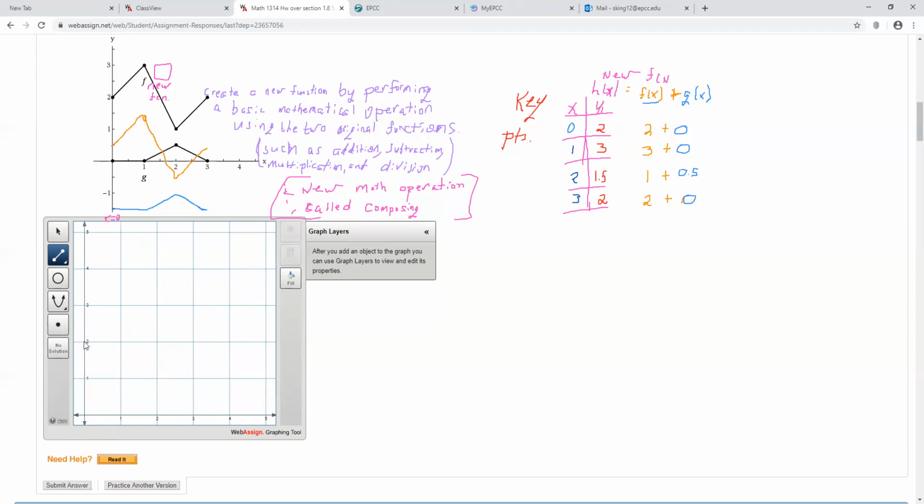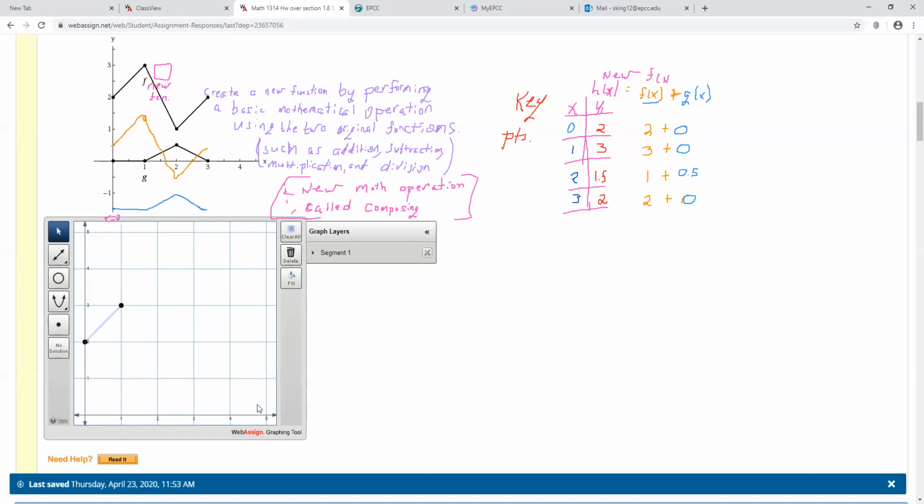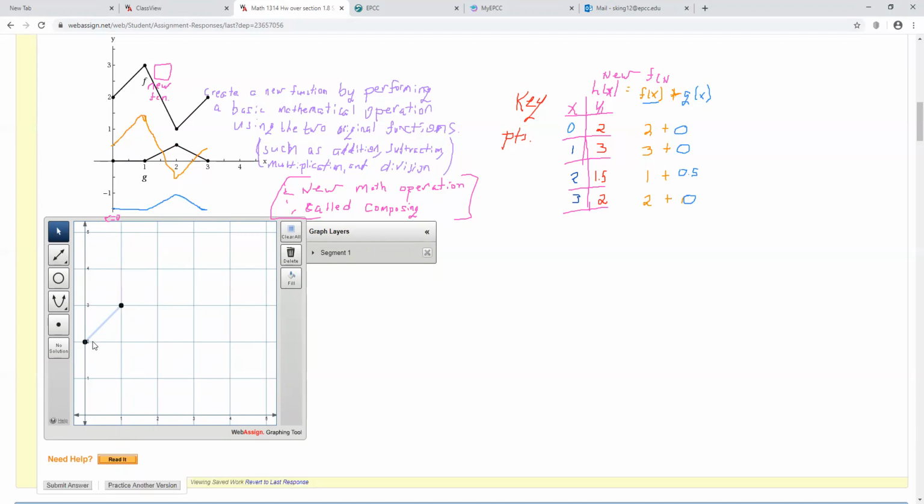So 0, 2, and the next one is 1, 3, and there it connected it. So that's what's neat about this WebAssign graphing tool: when you plot the first 2 points, you told it to connect it with a line segment, and that's what it did. And by the way, notice this line segment right here is the same one as this one, because it starts up here at 2 and then it goes right up here to 3, and that's exactly what F was.